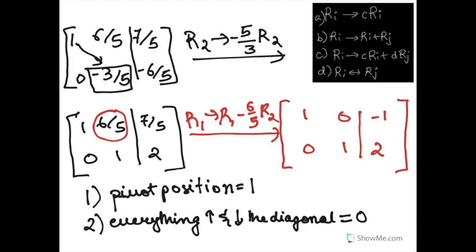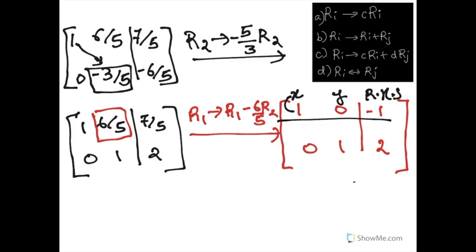We know that the first column is x and the second column is y, and this is the right hand side. Since we've fulfilled both of these requirements, let's convert the augmented matrix back into the equation form. So we take the first row out. We multiply x by its corresponding coefficient. So we will have 1 times x plus 0 times y is equal to negative 1.